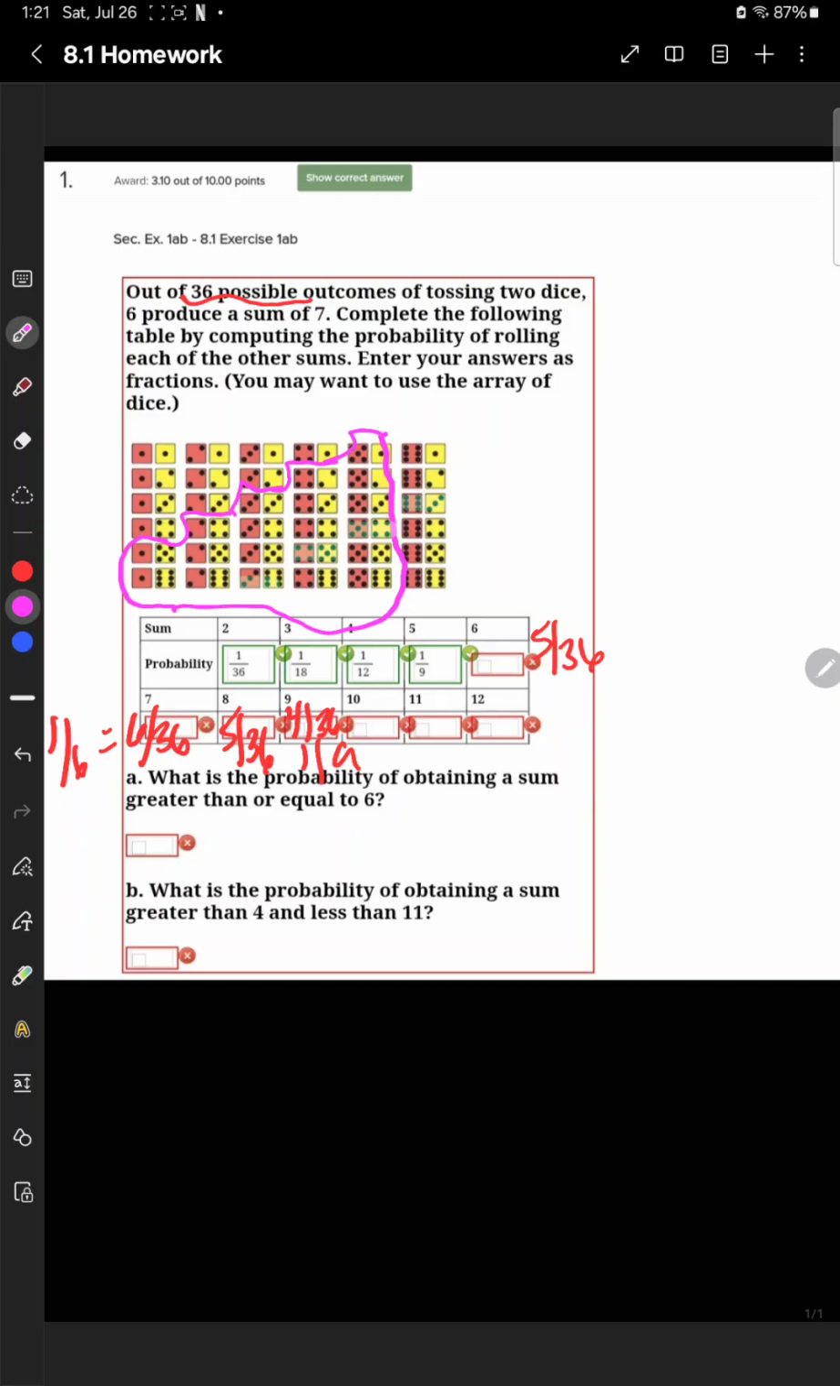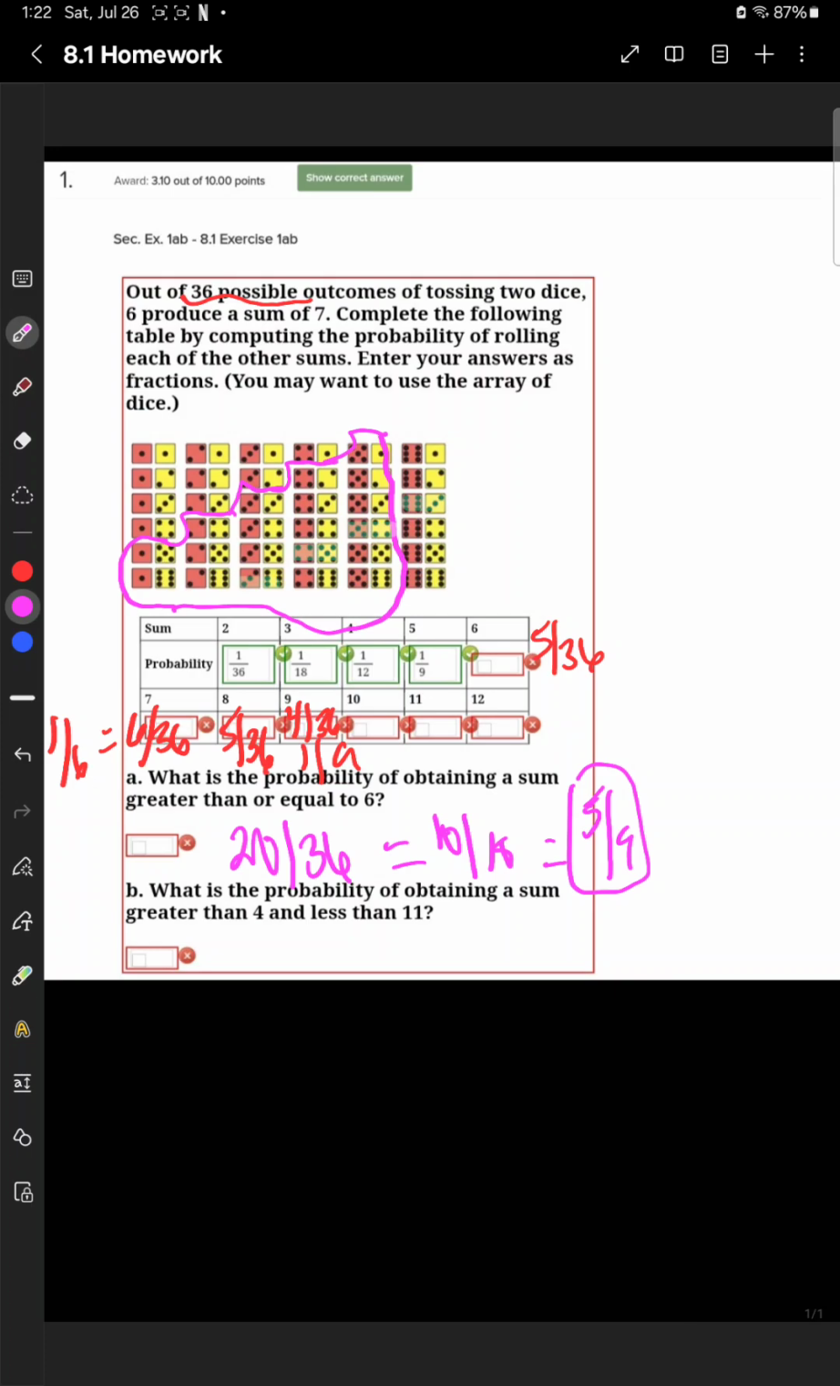What is the probability of obtaining a sum greater than or equal to 6? So we have 1, 2, 3, 4, 5, 6, 7, 8, 9, 10, 11, 12, 13, 14, 15, 16, 17, 18, 19, 20. So it looks like 20 out of our 36. If you're going to do it in parts, you have 10 out of 18, which becomes 5 out of 9. So 5/9 of the numbers are that. You can see the majority of the numbers.